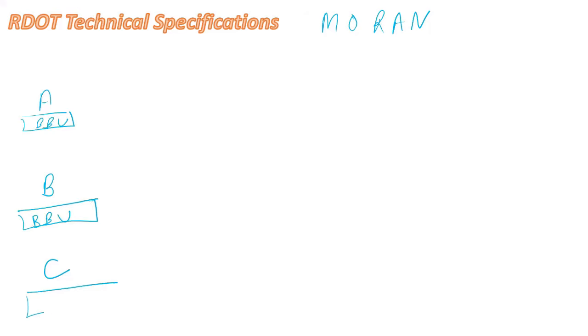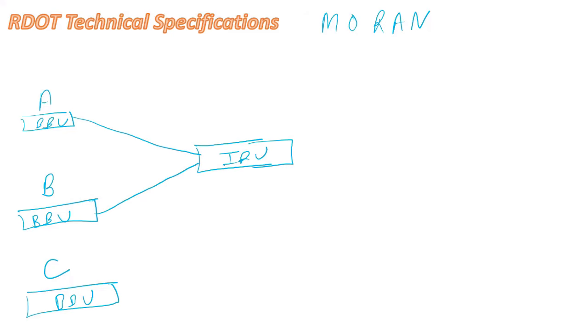Whenever we talk about neutral host options, we are talking about MORAN. Suppose we have operator A, then operator B, then operator C. All these operators have a BBU. Operator C also has a BBU. Operator A's BBU is connected to the IRU, operator B's BBU is connected to the IRU, and operator C's BBU is also connected to the IRU, and then it is connected to the R dot.